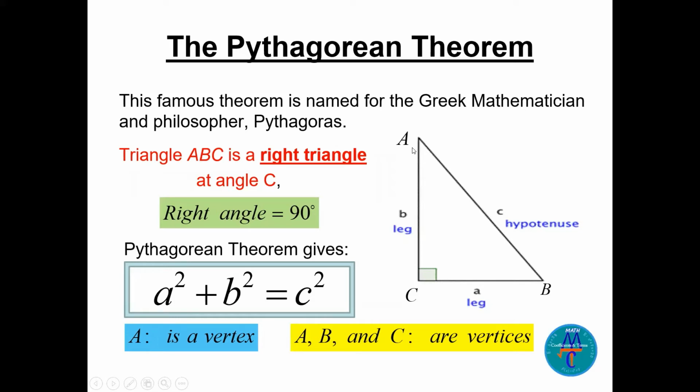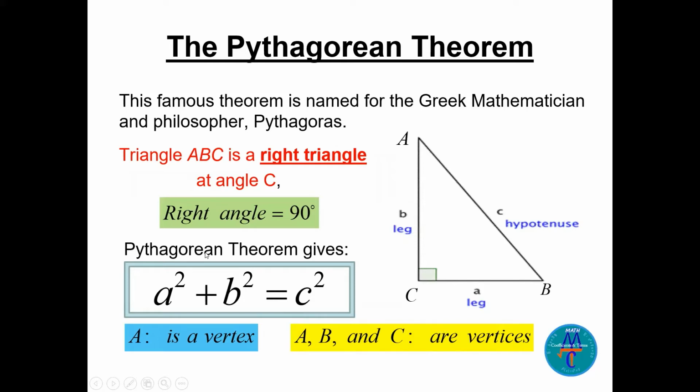Now, if we mention A, that means A is a vertex. But if you mention the three together, we say ABC are vertices. This is the plural of vertex. We don't say vertexes, we say vertices.